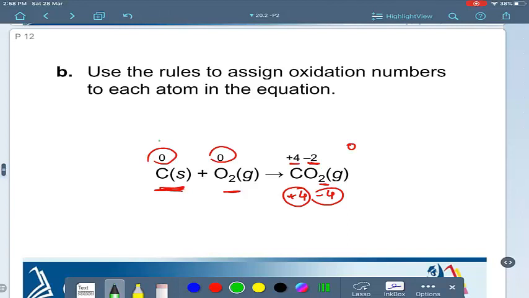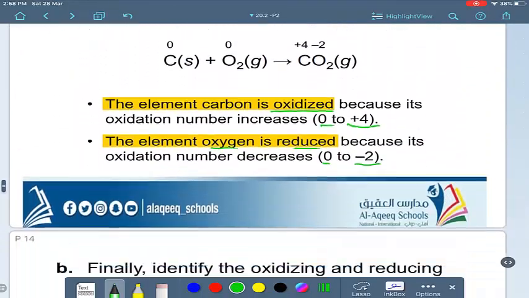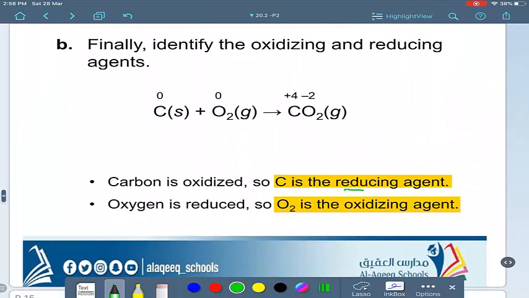What change happens here? Look, carbon was 0, changes into +4. So the oxidation number increases. Increase means oxidized. And the carbon is the reducing agent. Oxygen here changes from 0 to -2. It decreases, so it's reduced. And oxygen here is the oxidizing agent. I think it's clear. This is the answer. So carbon is the reducing agent and oxygen is the oxidizing agent.